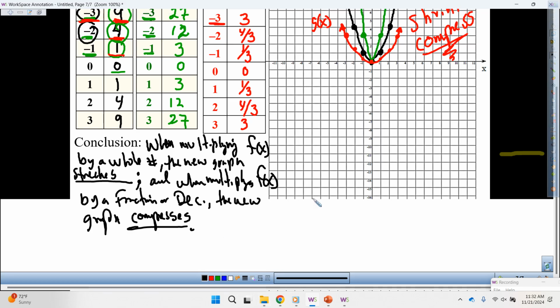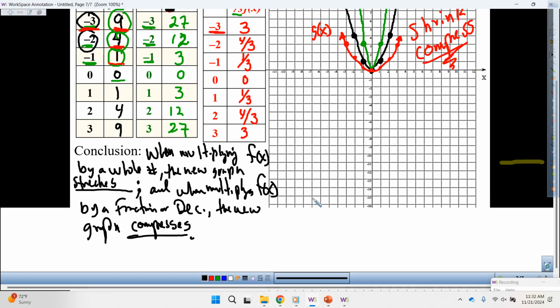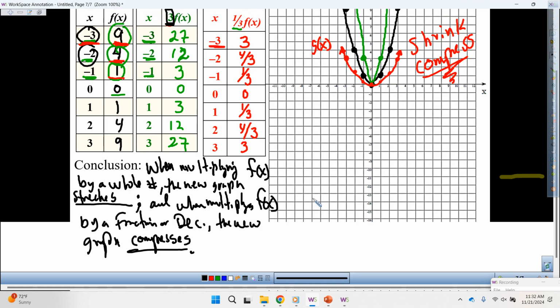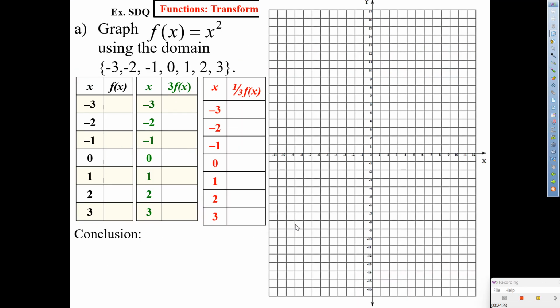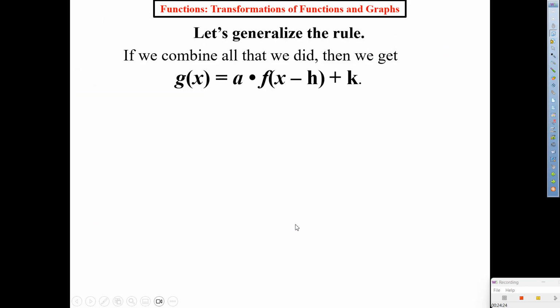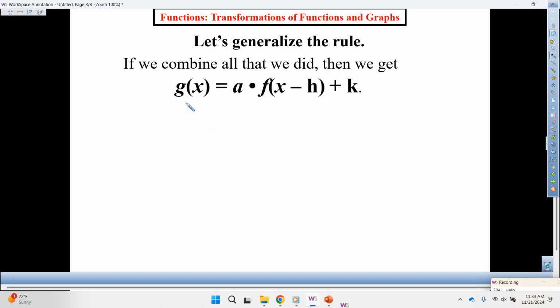Woo. Well, guess what? That's our new parameter. And notice it goes in front of f of x. So how does that look like in my general rule, Mr. Q? All right? Write this down in your notes. Here's our general rule, our new one. General rule. g of x equals a times f of x minus h plus k. Write that down.